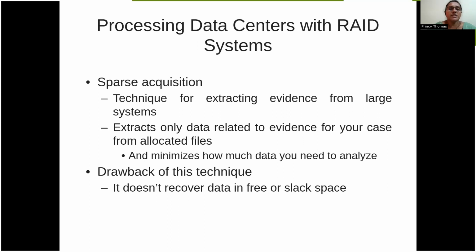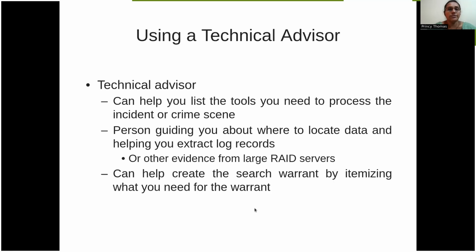In case we are processing data centers with RAID systems, then sparse acquisition, which we have seen earlier, is normally followed. So we don't try to make copies of all the information. Instead, we make copies of relevant information so that we do not forget to collect any kind of evidence, but at the same time we don't have large amounts of data to wade through. Now, the drawback is sometimes we don't realize that there could be information in free or slack spaces and don't retrieve that kind of data.